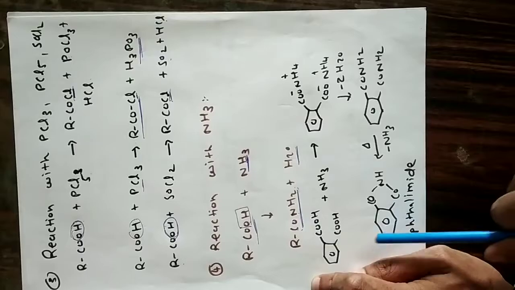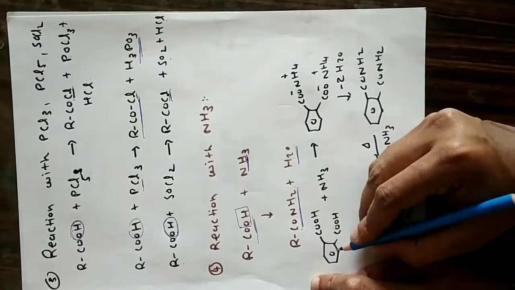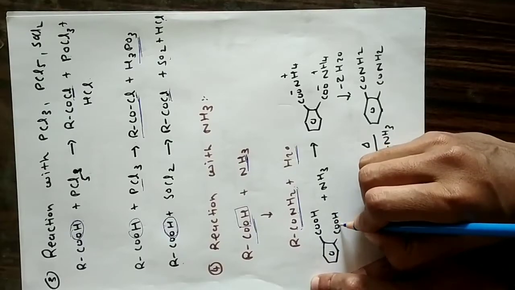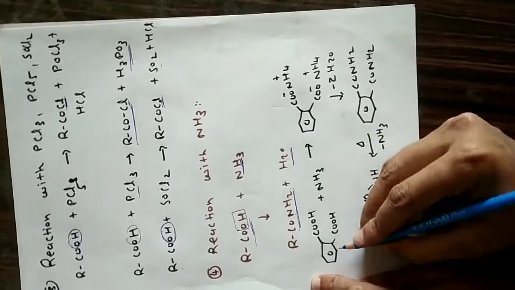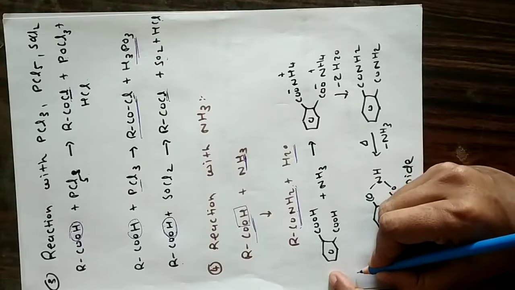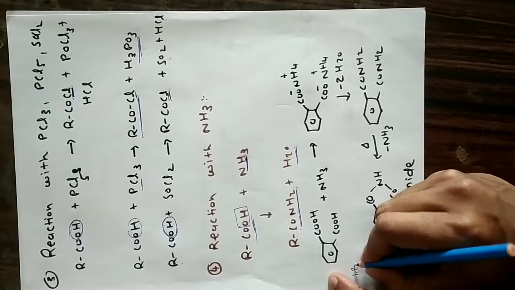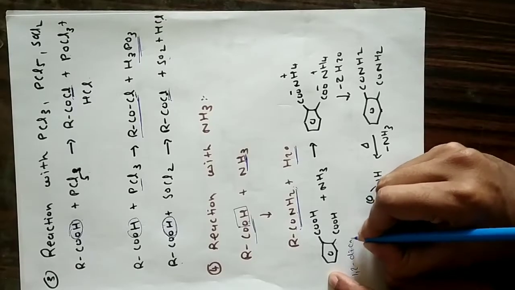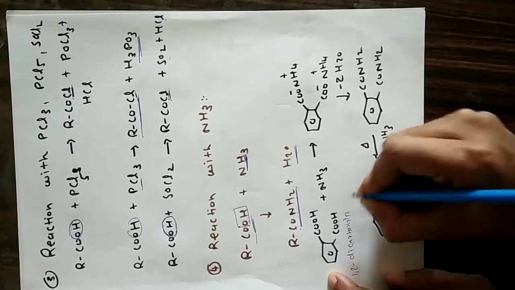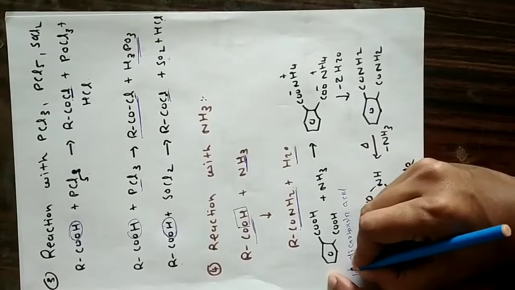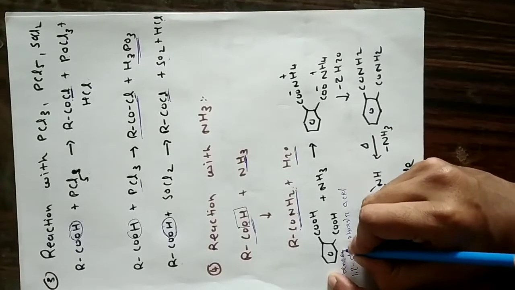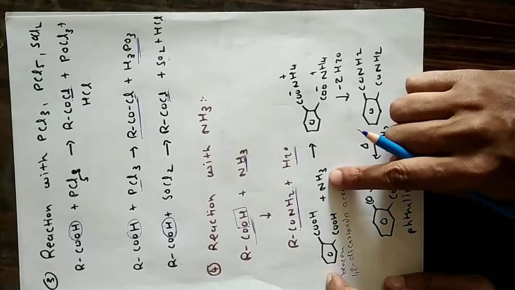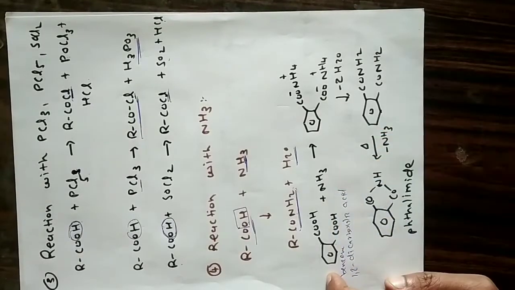Here a specific example is there. You can see this one, a dicarboxylic acid is there. The name of this compound is benzene 1,2-dicarboxylic acid. When it reacts with ammonia, what happens here?